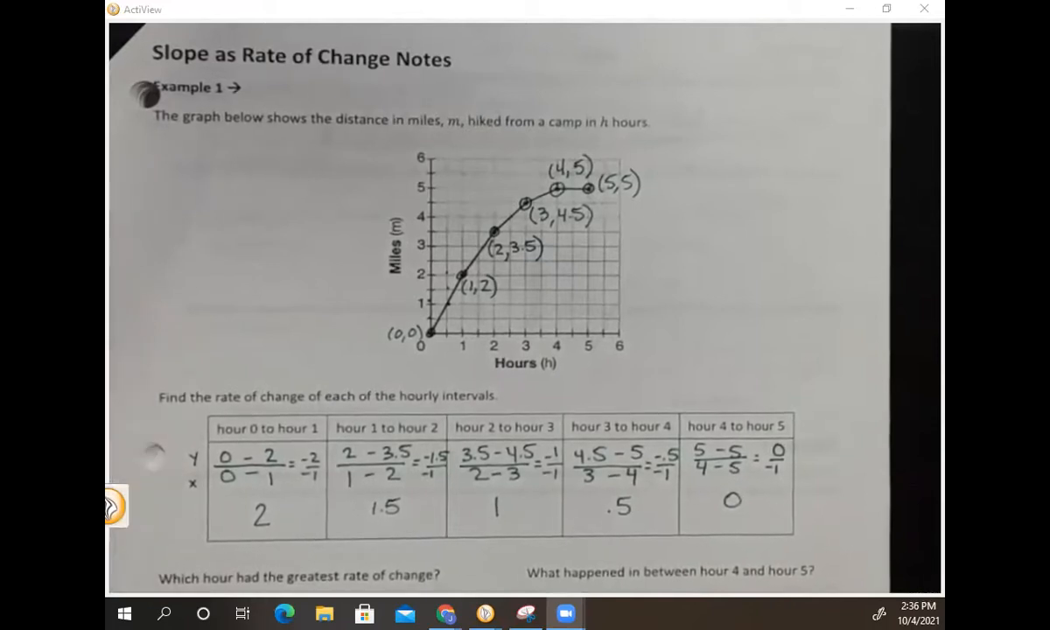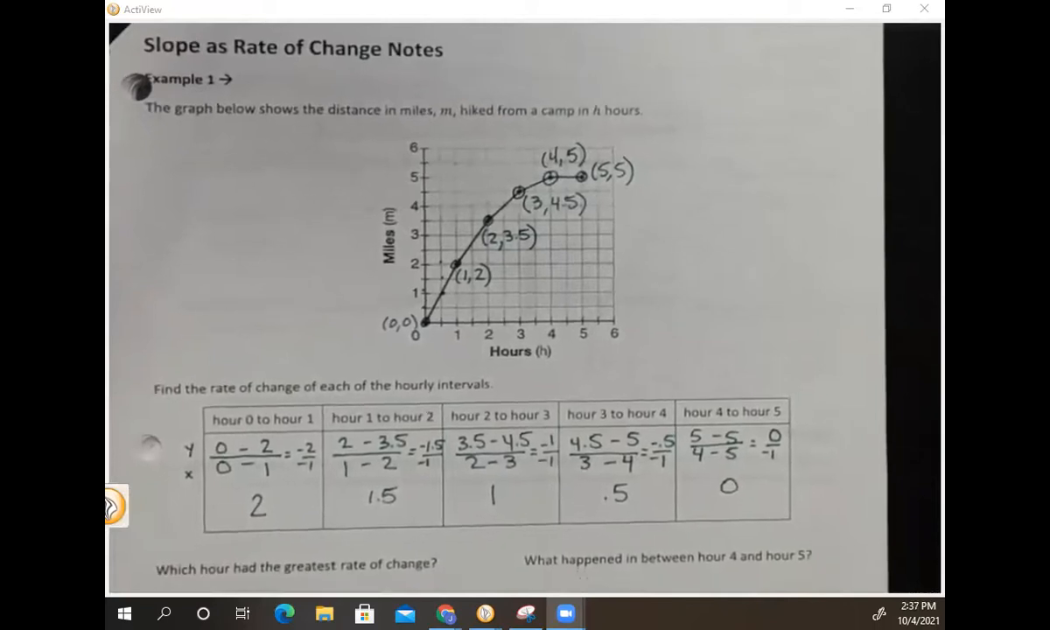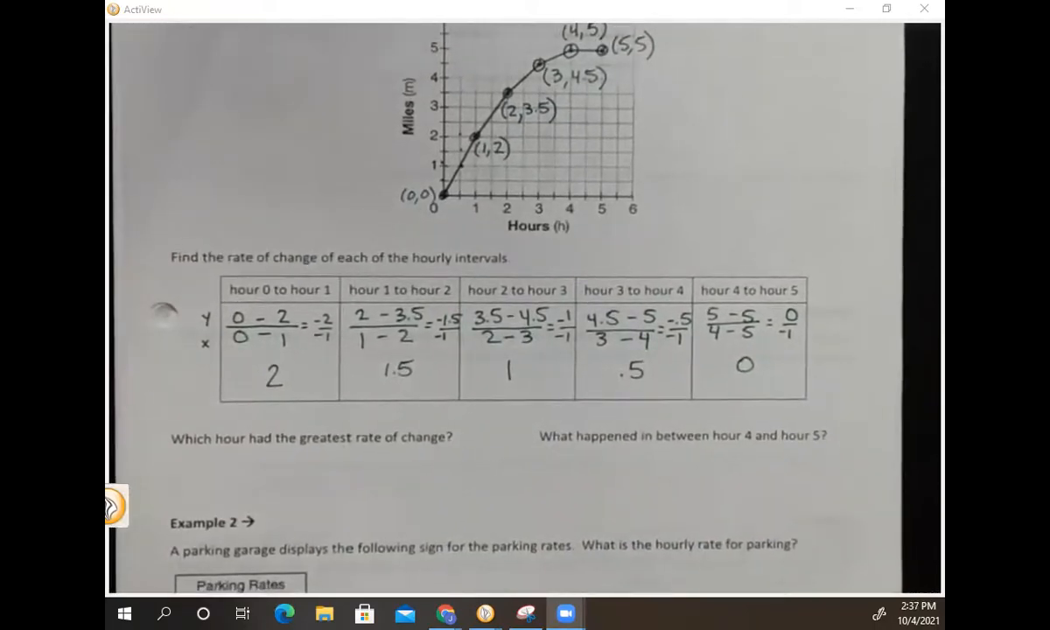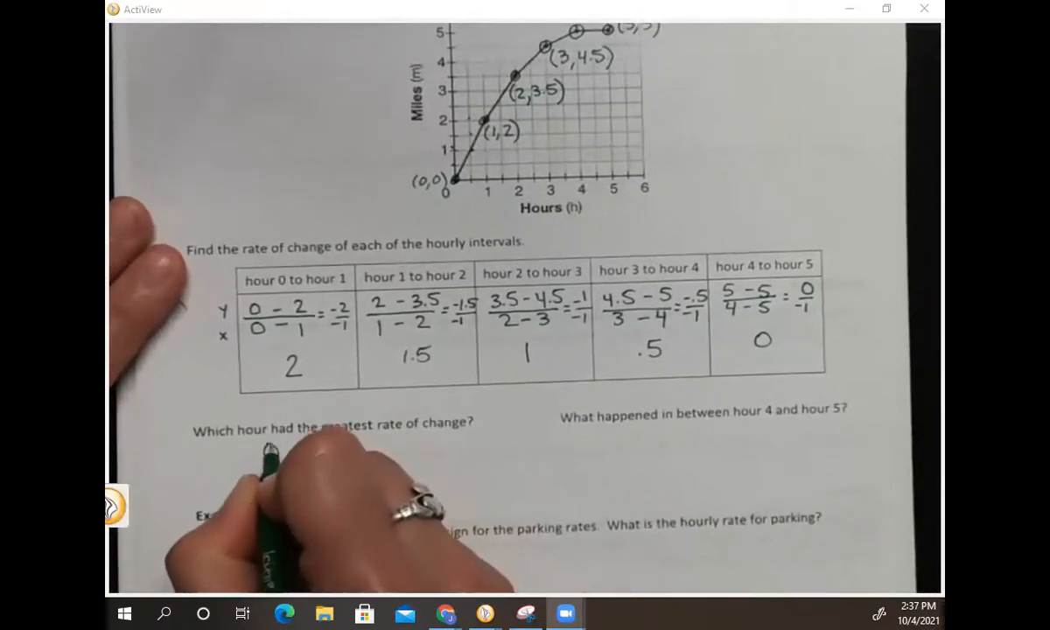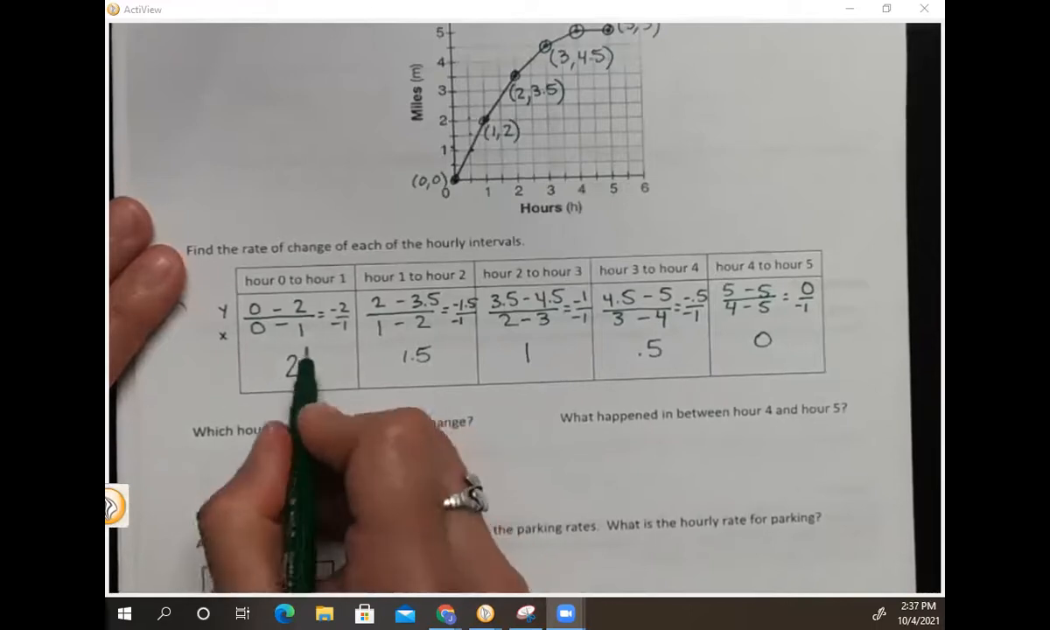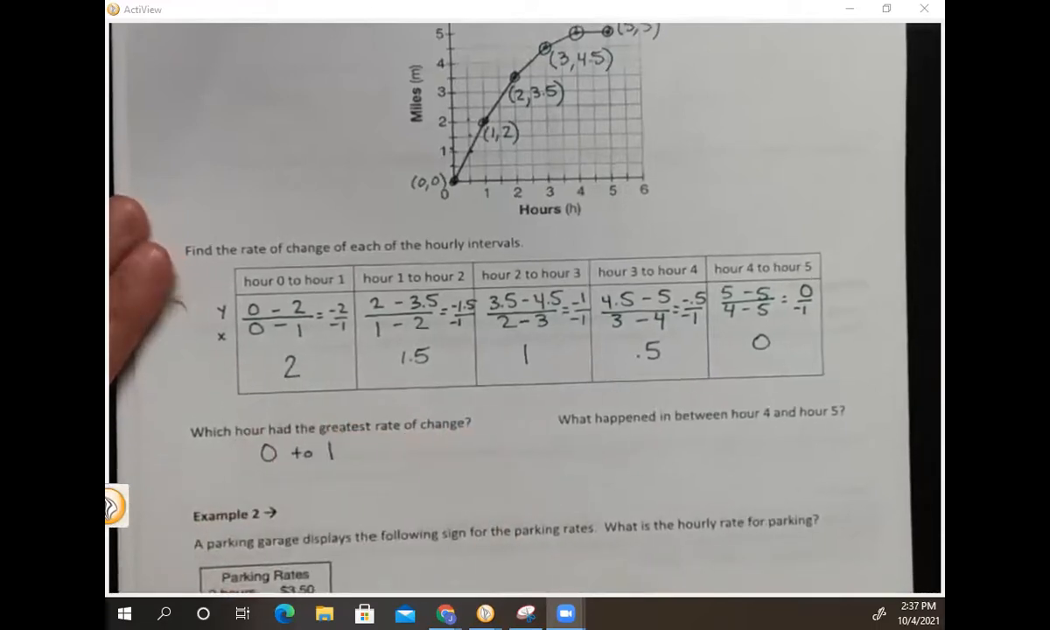So we called it rate of change, but we just found the slope 5 times. Okay, rate of change and slope, same process, same idea. Now, which of these hour intervals had the greatest rate of change? From 0 to 1. Yes, from 0 to 1 had our greatest rate of change because that was our biggest slope.